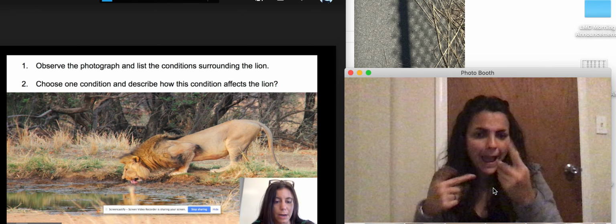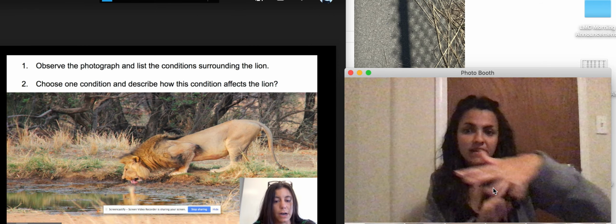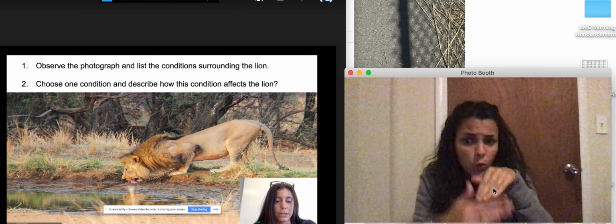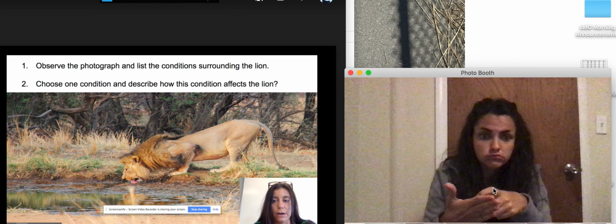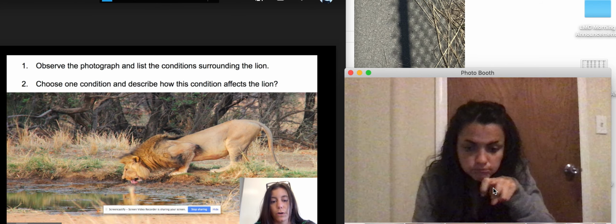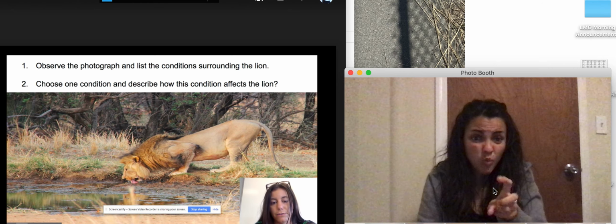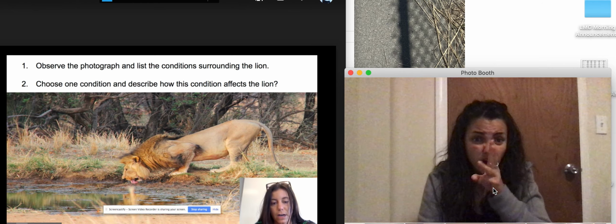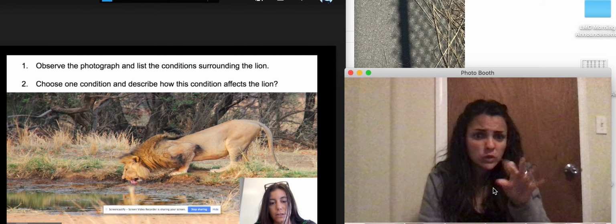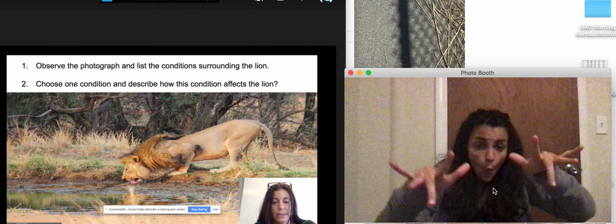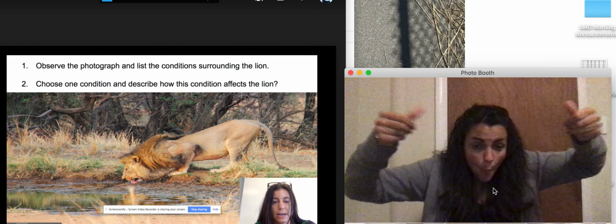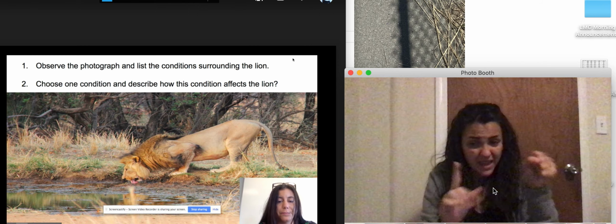So I'll give you an example. The availability of the drinking water is a condition found in this photograph. So how would this water affect the lion? Well, the lion needs the water to drink. So if the water is contaminated, that can affect the lion. If there's a lack of water, there's a drought, that would affect the lion as well. So you could, like I said, do this quick activity at home, pick any condition surrounding the lion and how that would affect the lion.